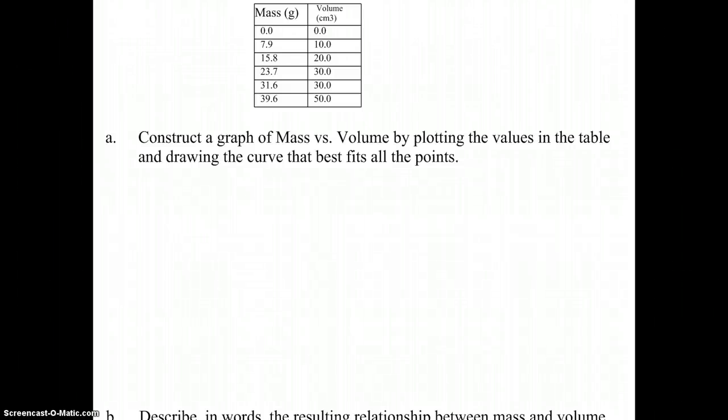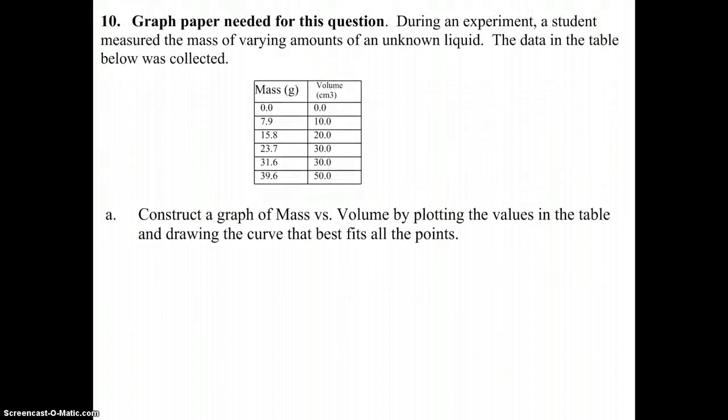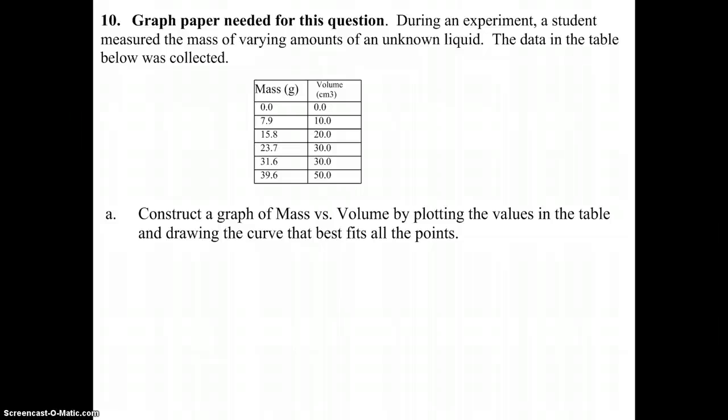Welcome to the solution to the Regents physics measurement and vectors problems, problem number 10. Let's start by reading the question here. It says you're going to need your graph paper, so you should have that out, ready to go. It says, during an experiment, a student measured the mass of varying amounts of unknown liquid. The data in the table below was collected, and we have a data table of mass and volume.